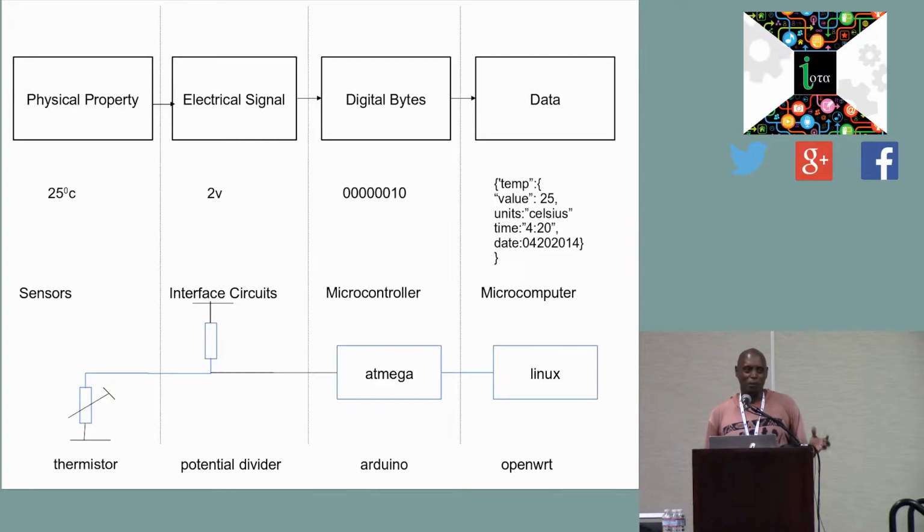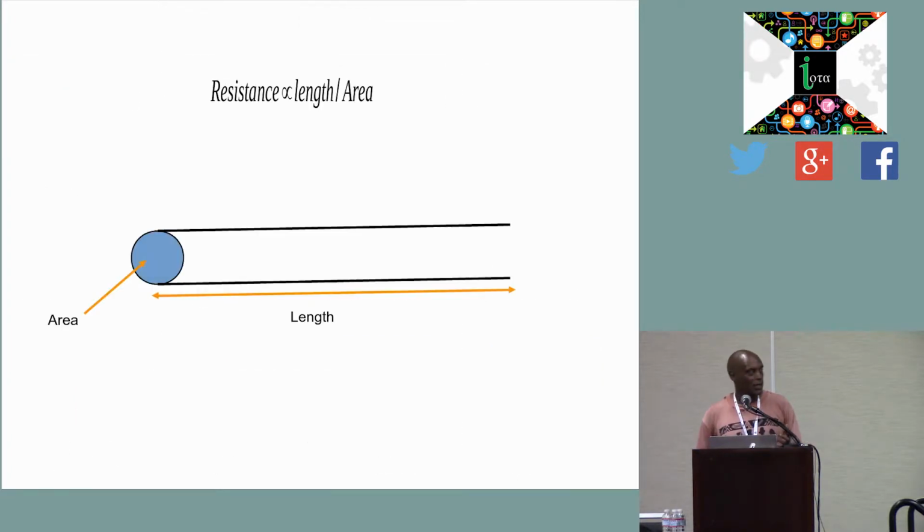So really, what's a sensor? How do you actually transform properties? One of the easiest ways I can think about is a resistor. Traditional resistors are just wires wound in a coil, or maybe they use carbon film. But what it does is it has an area and a length.